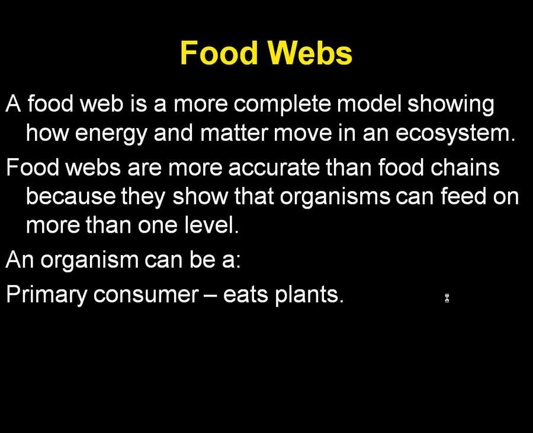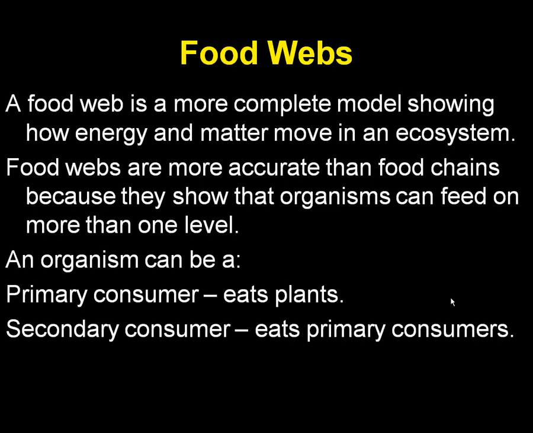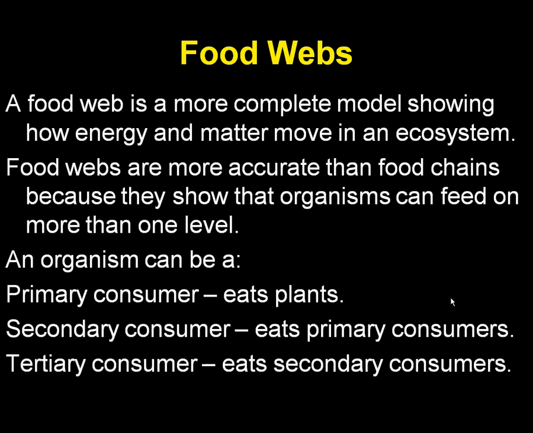So an organism can be a primary consumer that eats plants, or in general we'd say that eats the producers. A secondary consumer eats primary consumers, and a tertiary consumer eats secondary consumers. And as humans, we can be at any of these levels. We can eat plants, we can eat cows, and we can eat something that eats cows.